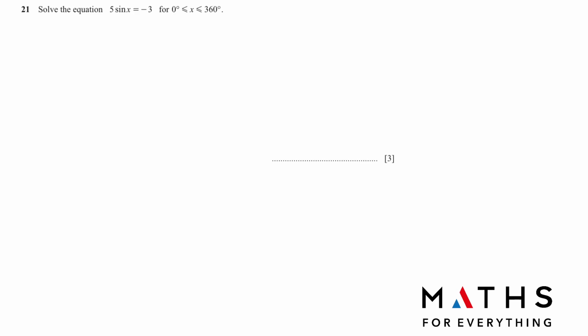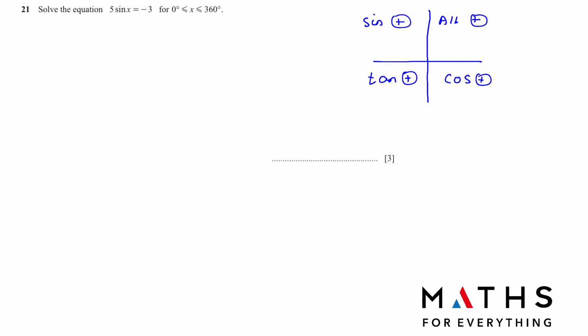Number 21, solve the equation 5 sine x is equal to negative 3 for the range 0 to 360. You need to know the unit circle very well. Here all the trig identities are positive. Here only sine is positive, here tan is positive, and here cos is positive. When I write cos is positive, it means sine and tan are negative in that quadrant.